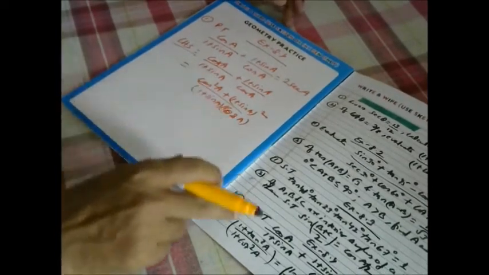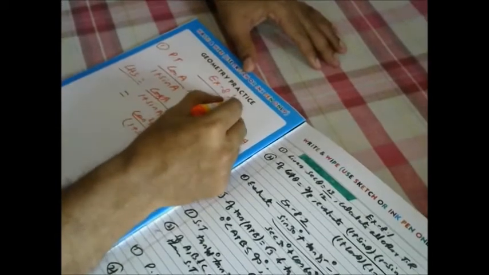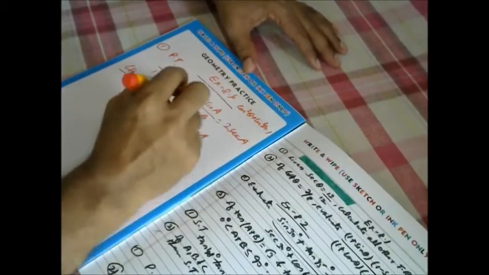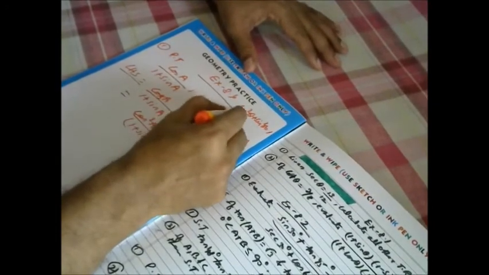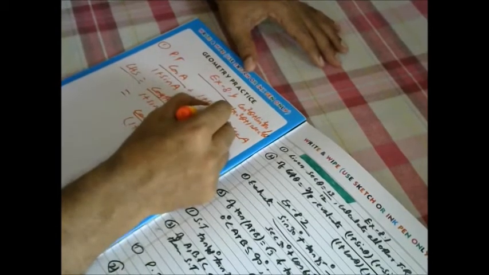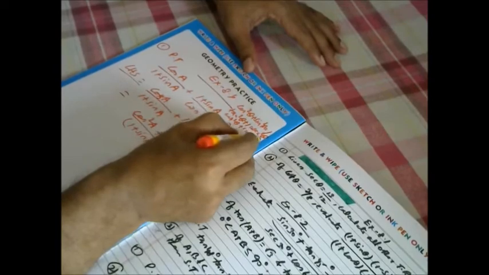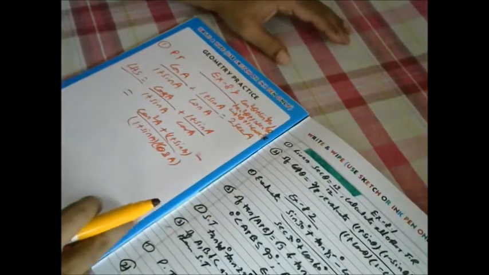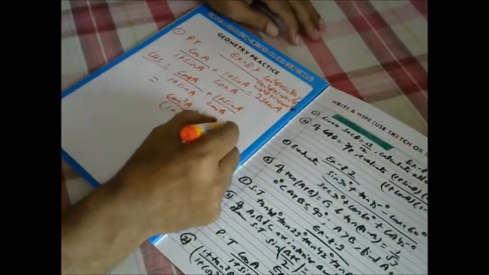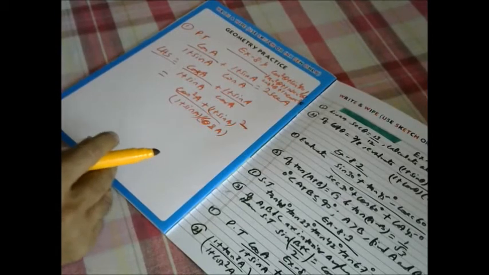Now here we have to use identities. Which are the identities we will use? We will use cos square theta plus sin square theta is equal to 1. We will use tan square theta plus 1 is equal to secant square theta. We will use cot square theta plus 1 is equal to cosecant square theta. So these identities we are going to use now. Here it is square, so let us solve it.